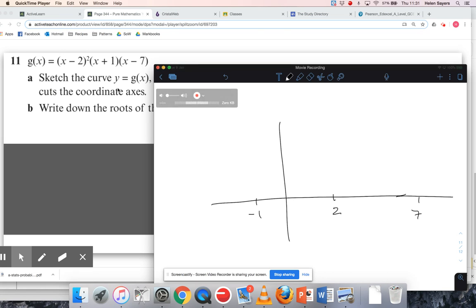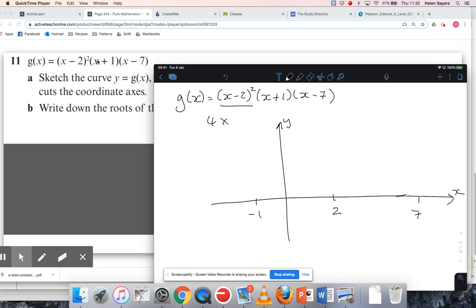Okay. I do need to know where it cuts the y-axis. But I don't really need to expand the whole brackets for that. All I want to know is what the constant term would be, so I don't need to multiply everything out. Those brackets would give me a plus 4 on the end, and then times a 1 times a minus 7. So that is going to give me a y-intercept of minus 28, so down there somewhere.